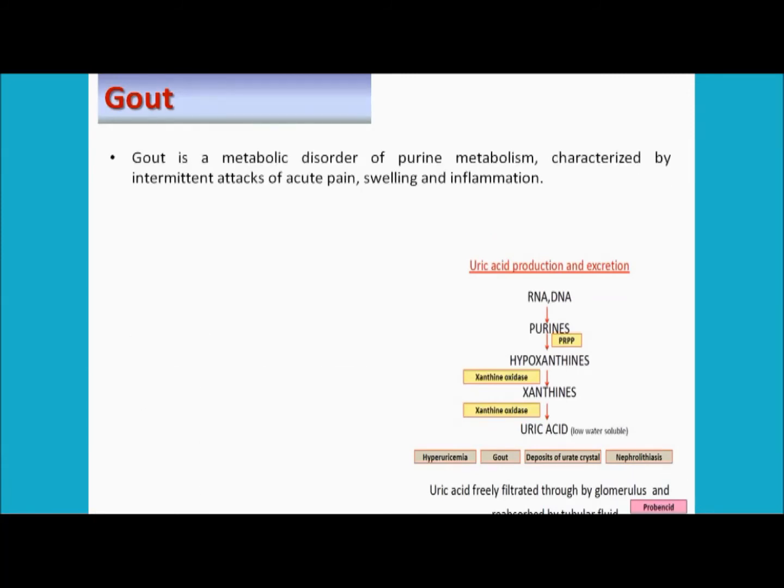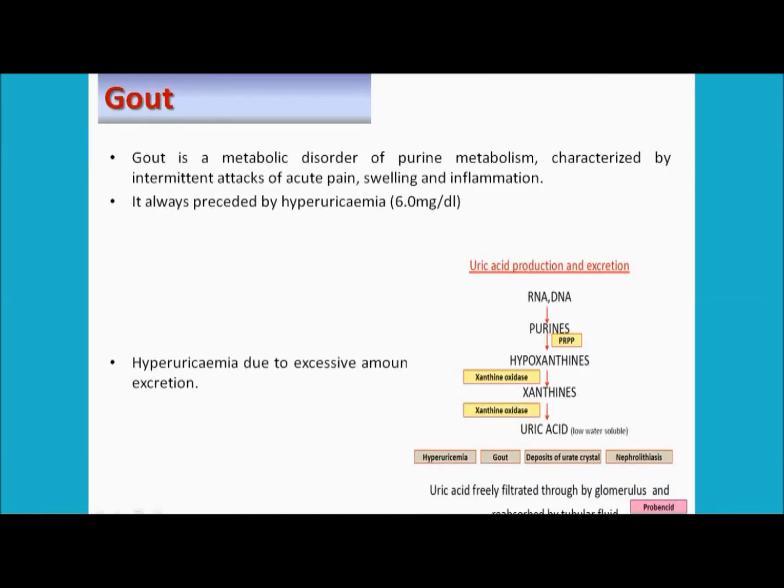So, gout. What is gout? Gout is a metabolic disorder of purine metabolism, and it is characterized by intermittent attacks of acute pain, swelling and even inflammation. It takes place in the person, right? Now, it is always preceded by hyperuricemia. So once the person is suffering from hyperuricemia, the next consequence will be the development of gout, right?